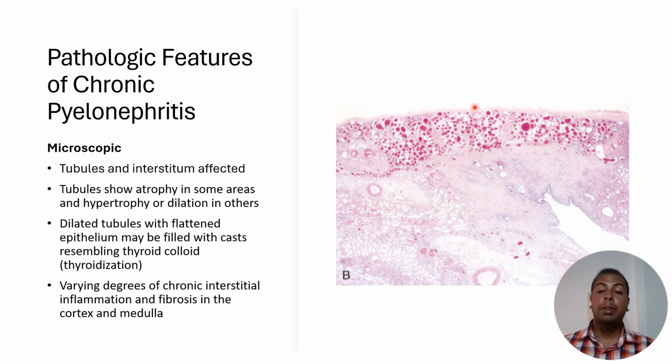The tubules are filled with this very eosinophilic material, and that material is basically casts from white blood cells, and they make the kidney sections appear like thyroid tissue because it resembles the follicles of the thyroid, as you could see here, if you compare it to thyroid tissue.